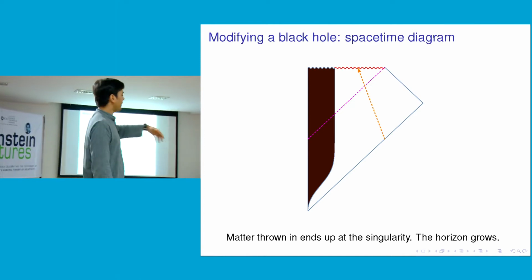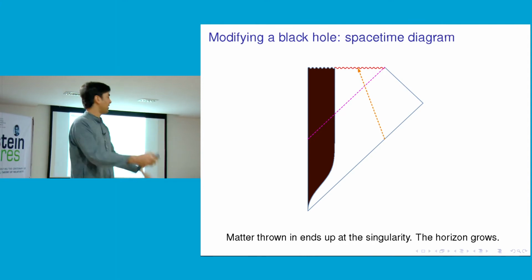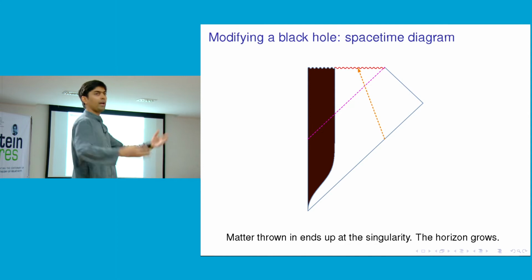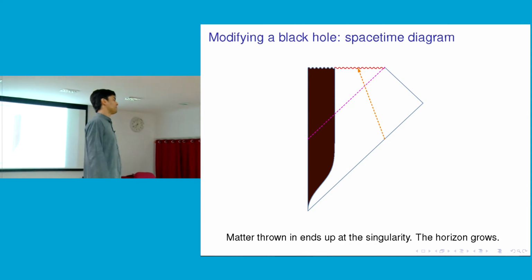Of course, what happens is the object ends up at the singularity because it falls into the black hole, so it gets crushed like this original star got crushed. This line is the singularity, and the horizon grows a little bit. Right? So there's nothing so complicated about what happens.